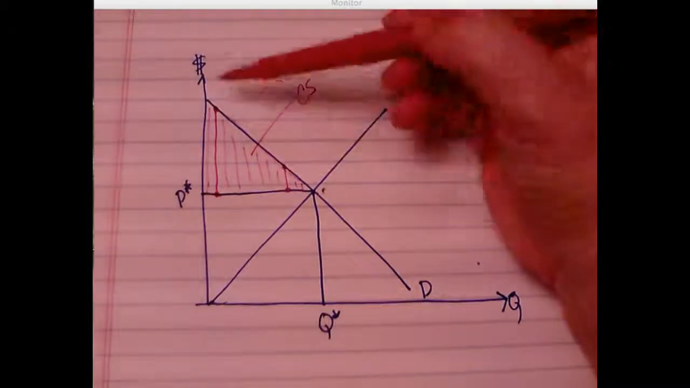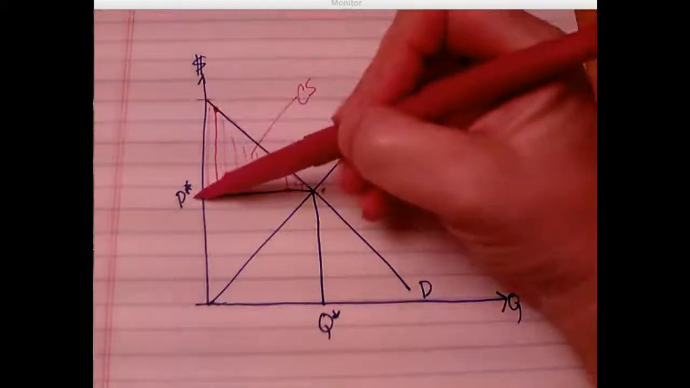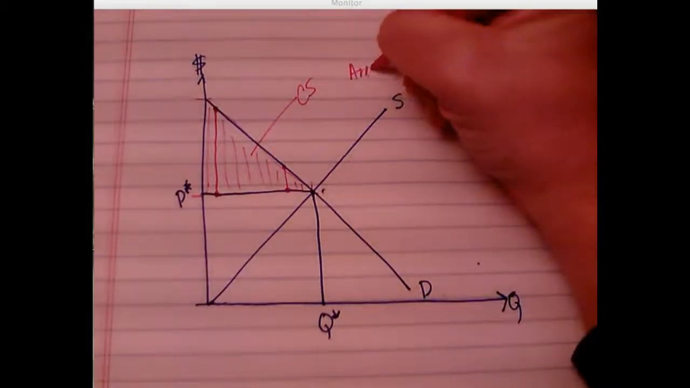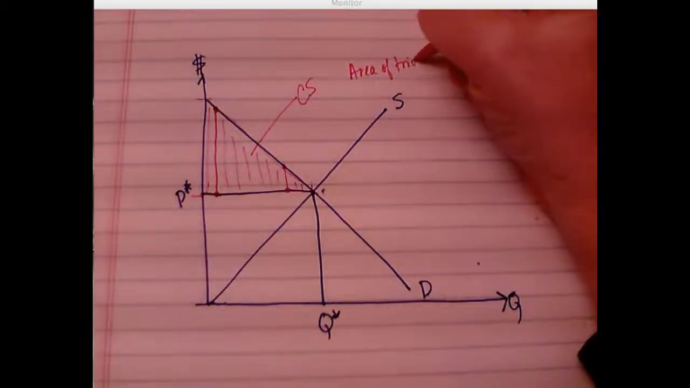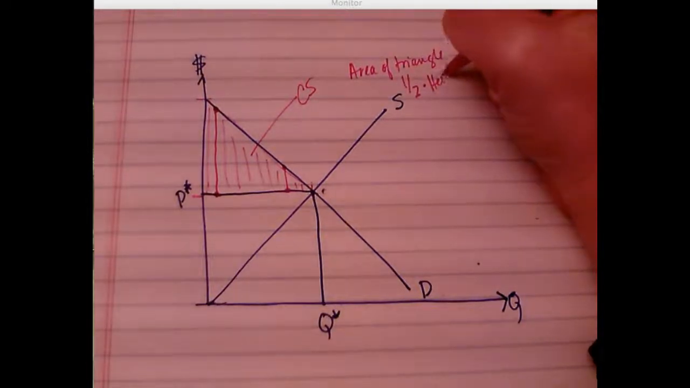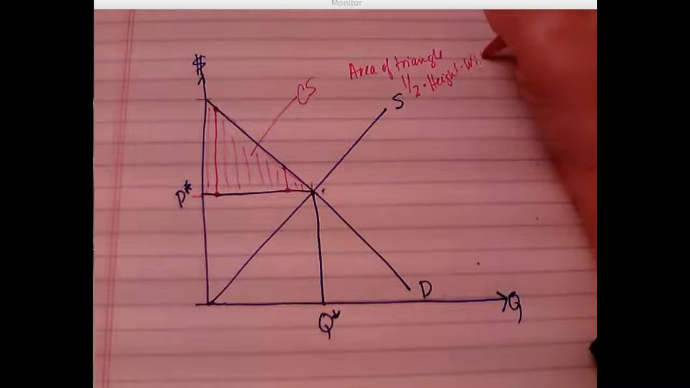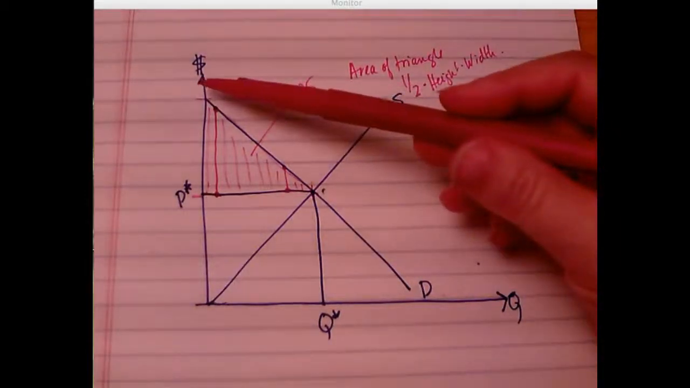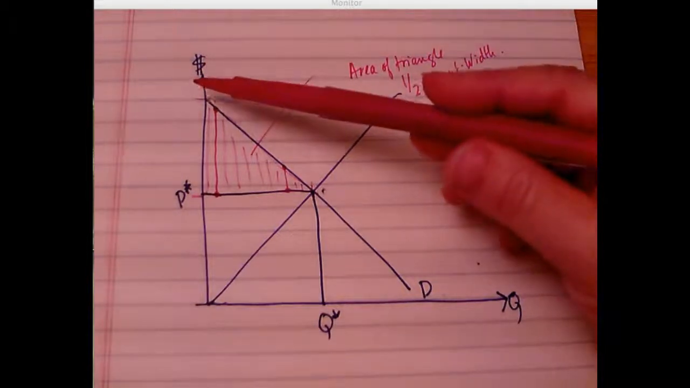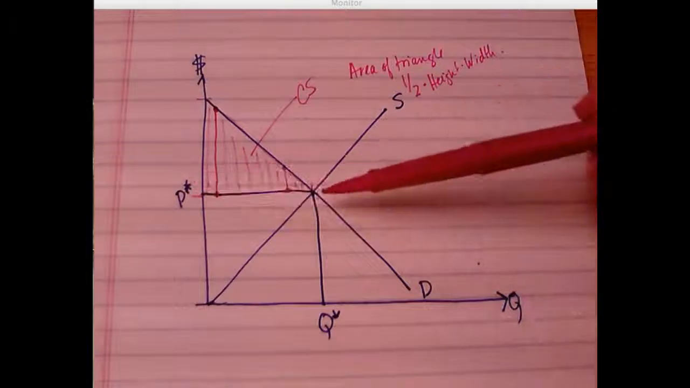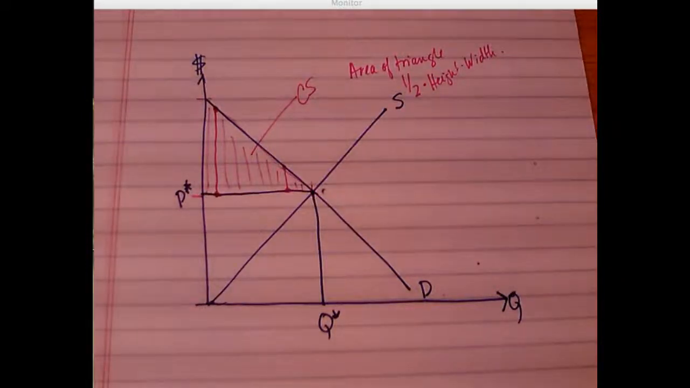It's the area of the triangle. We just need to compute the height of this triangle and the width of this triangle. And so the area of the triangle is equal to 1/2 times the height times the width. All right, we could also integrate the difference between the willingness to pay, or the value, the inverse demand curve, and the price, if we wanted to use some calculus instead of geometry.